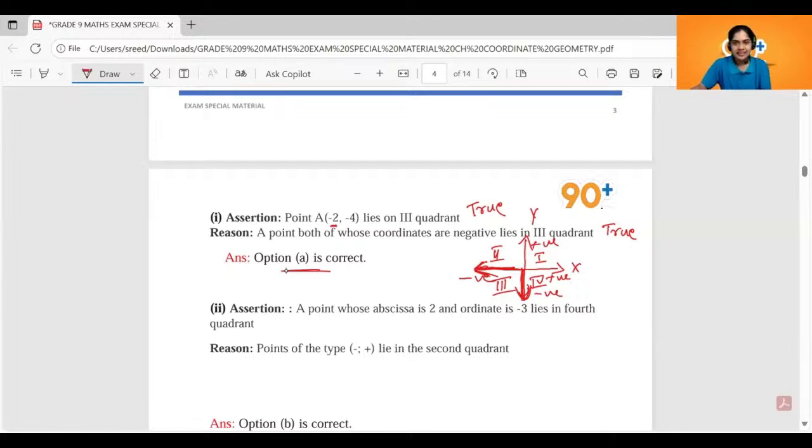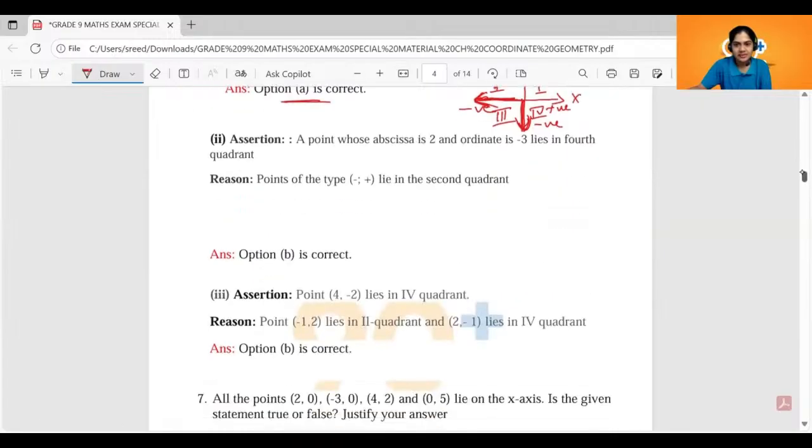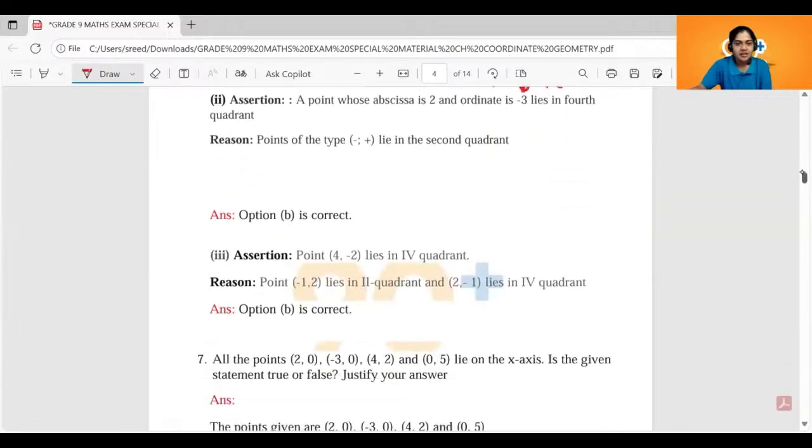Okay, let's move on to the second assertion reason question. A point whose abscissa is 2 and ordinate is -3 lies in the fourth quadrant. What do you mean by abscissa? It is the x coordinate. Abscissa means it's the x coordinate.